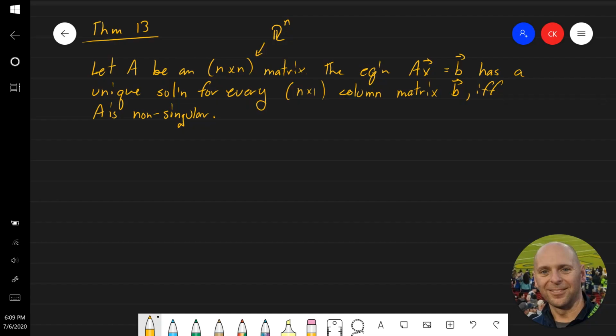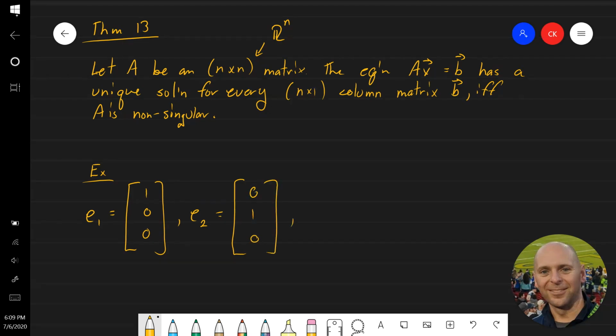We can look at an example of this as well, and I'll use a semi-obvious one. We're going to take the unit vectors E1, E2, and E3. In this context, they are E1, E2, and E3. I know you're used to a different notation for those unit vectors; you can think of them as i, j, and k.